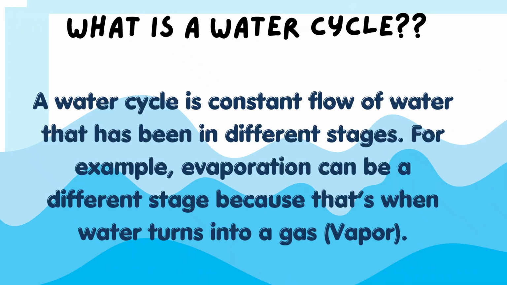What is a water cycle? A water cycle is a constant flow of water that goes through different stages. For example, evaporation is one stage, because it's when water turns into a gas, aka vapor.